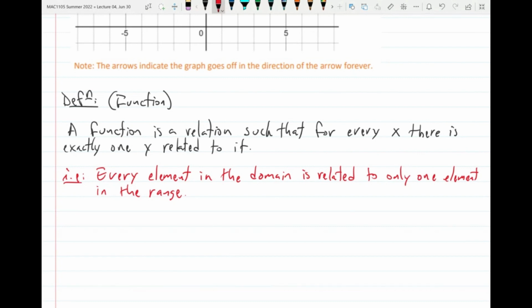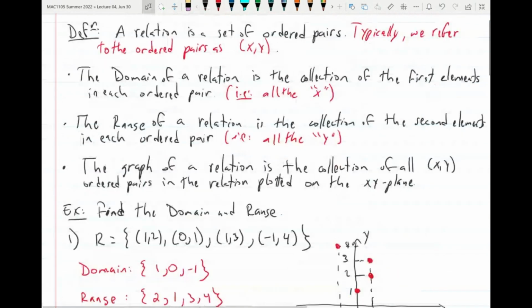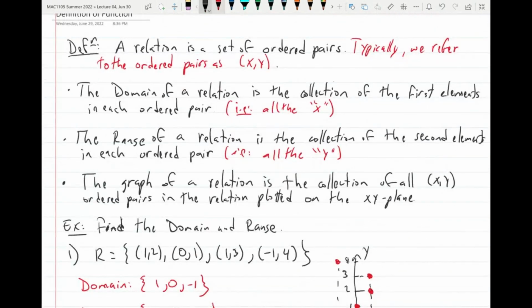Another word for range is image. In math, that's typically a more fancy word. So let me put it here: range in the definition. Sometimes if you read other texts, you may also see the word image. It means the same. Image and range are the same.